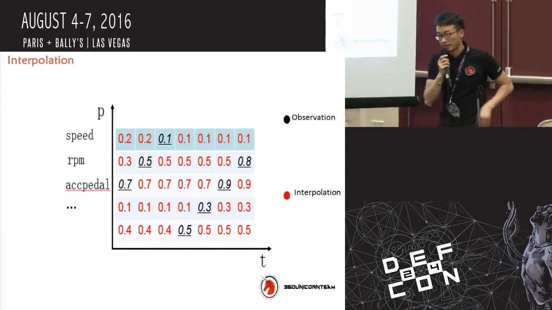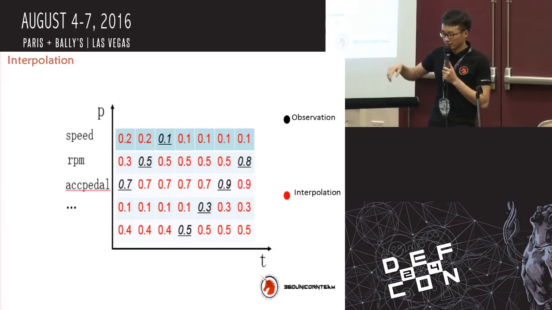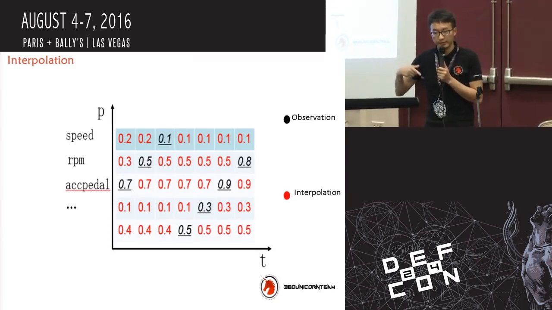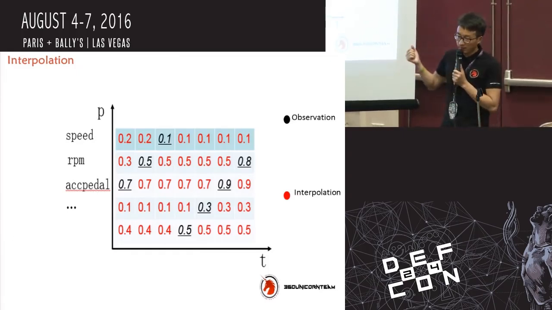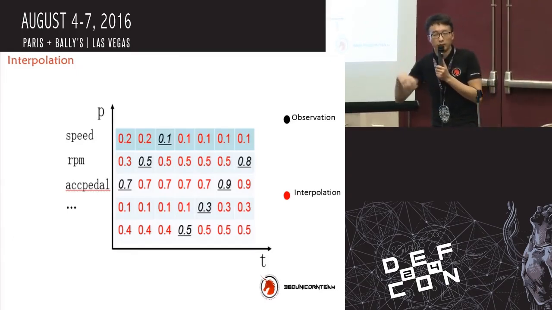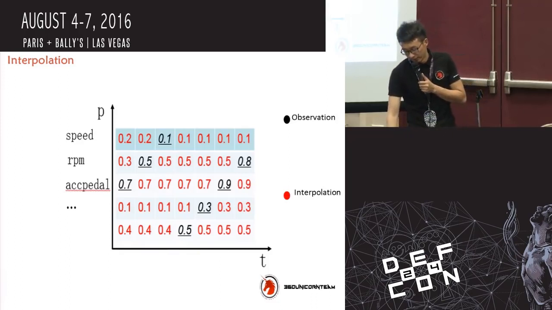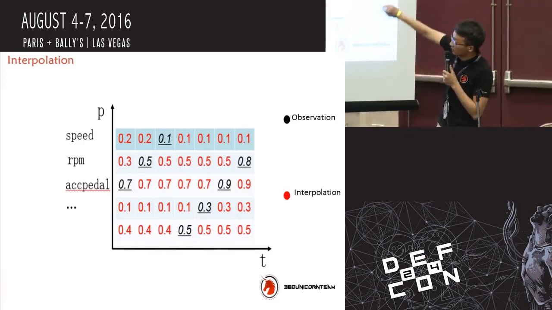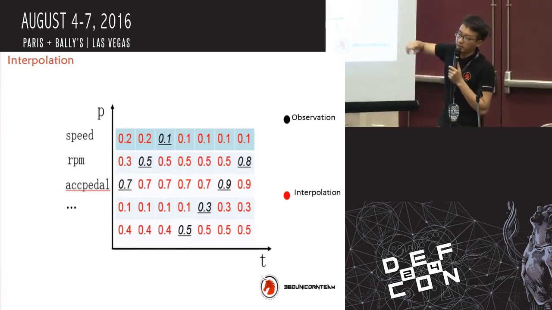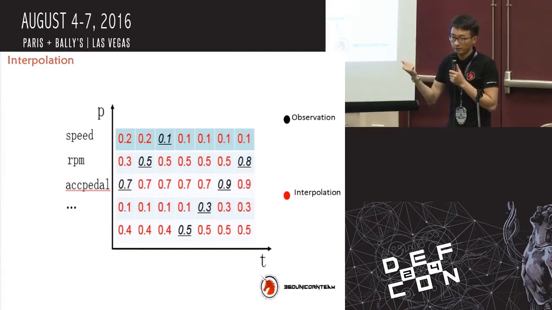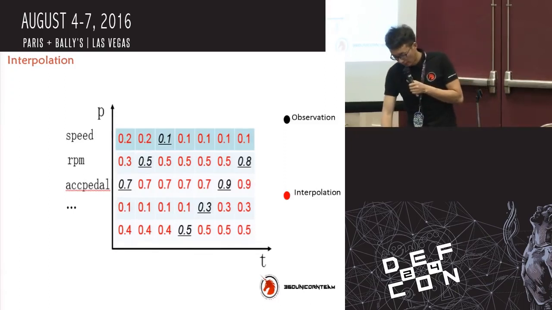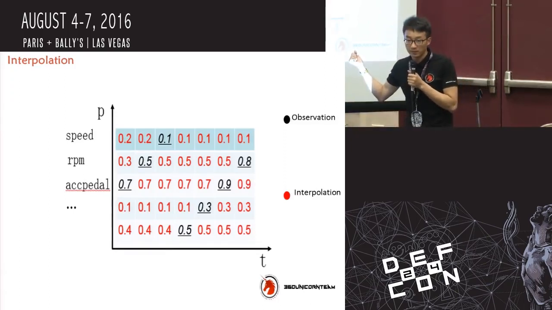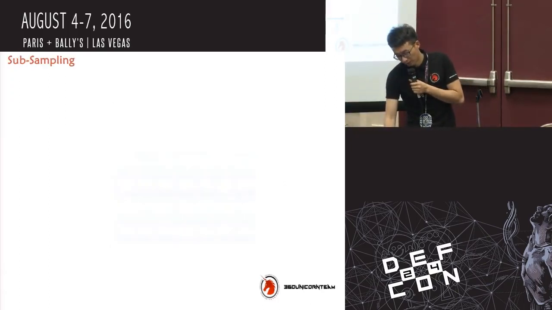So you can see that many packets may transmit twice per second, but other parameters might appear only once per second. So you have to interpolate to derive the value of those parameters when they are not transmitted on the network. So you have to interpolate.